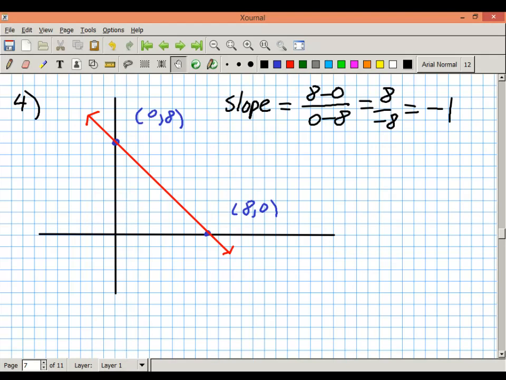Now, one thing I should mention is when you're calculating your slope formula, if you start with 1 point for the y, like I did here, 8 minus 0, you have to begin with that same point when you use the x-coordinates. So 8 minus 0 is on top, 0 minus 8 is on bottom. You can't start with 1 point for the y and the other point for the x. That'll give you the incorrect slope. And so just make sure you're consistent. You can start with whatever point you want. Just do that for both x and y.